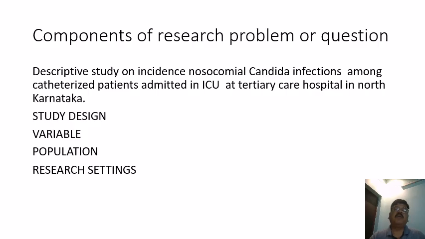Now come to the components of research problem. What are the components? In this study, you can see study design should be there. Study design is there or not? Yes, descriptive study. Variable, what is the variable we are using? Incidence. Then population. What population we are using? Catheterized patients admitted in ICU. The research setting we are taking, yes, tertiary care hospital. So in ICU, tertiary care hospitals they are taking. Usually it should be clear. These components should be there in the research question.